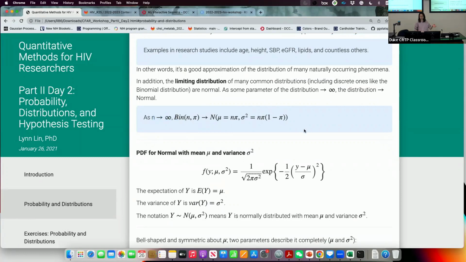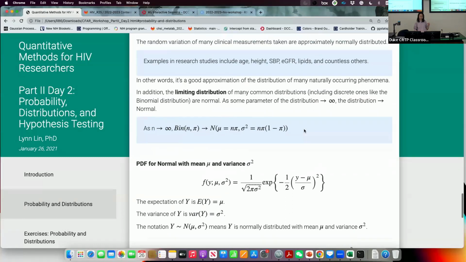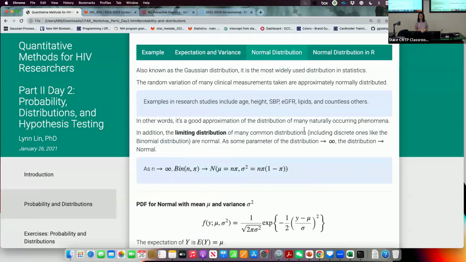Just to let you know, we are not going to go into details about theory here, but the normal distribution is actually one of the most powerful distributions used in statistics. But there are cautions when you use the normal distribution. Any questions? If you have any questions, just feel free to let me know.